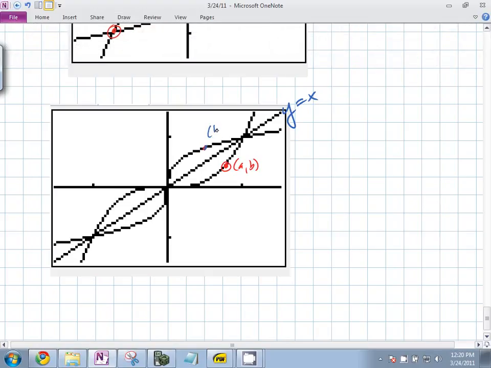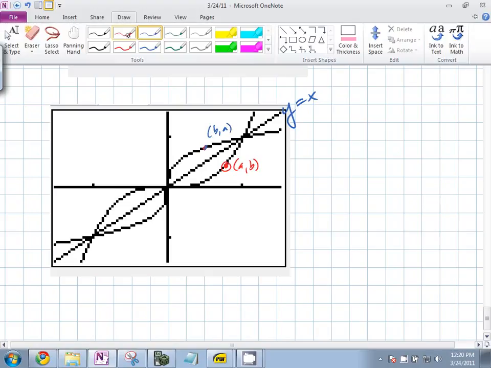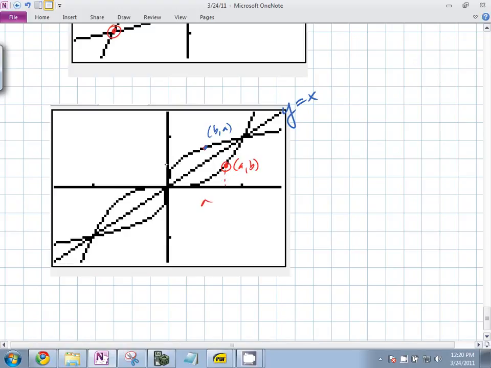So if AB is there, you know you go over A and you go up B. What else has to be there? You go over B and up A. What does that mean visually?